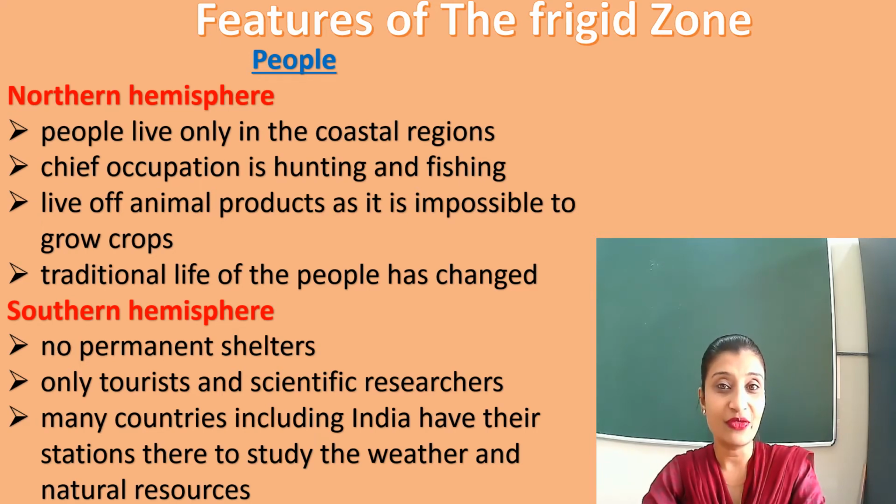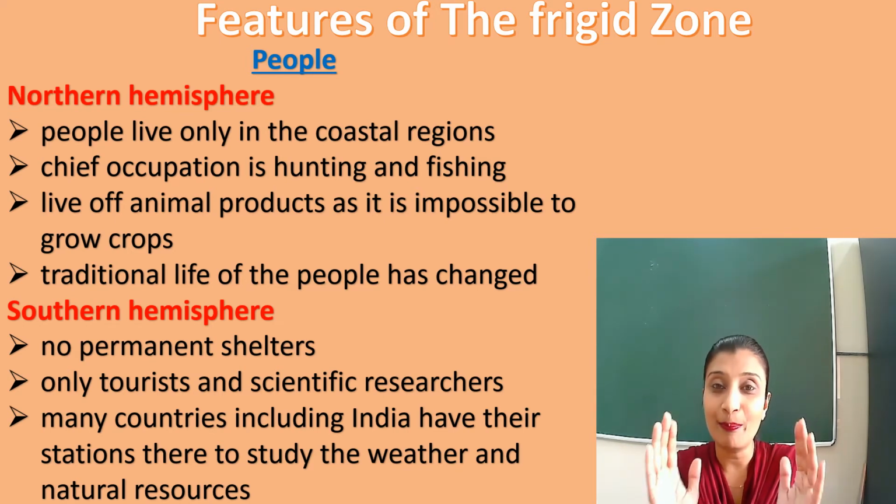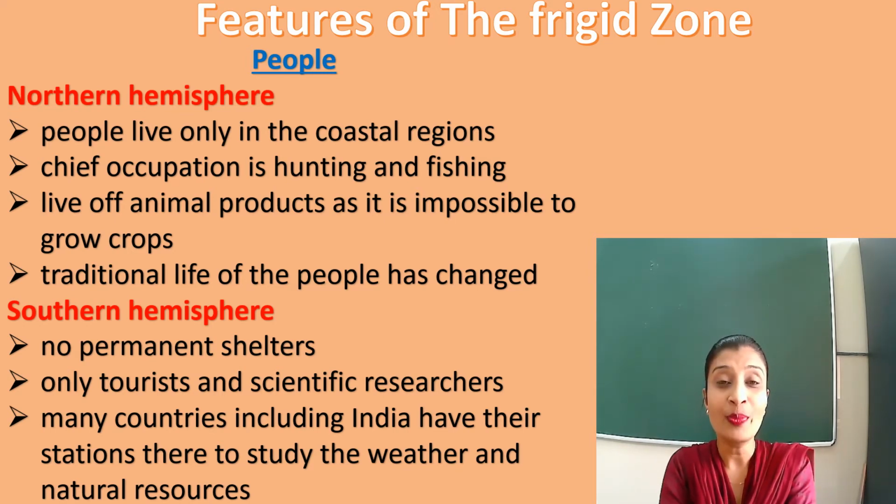In the southern hemisphere, people don't stay here permanently. Why? Because the area is covered by snow throughout the year. A few people who visit there are only the tourists and researchers. Many countries, also India, have their study stations. Study station means they have a place where people can go and find out things and facts about the frigid zone in the southern hemisphere. People go there to study about the weather and some other climatic changes.